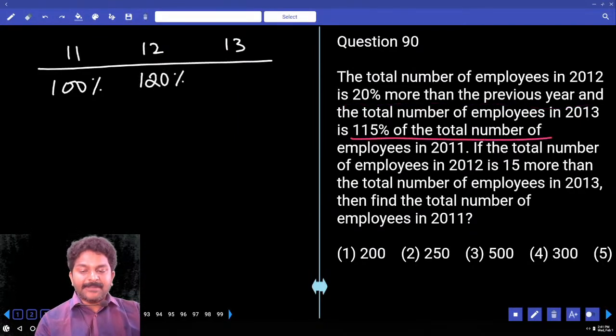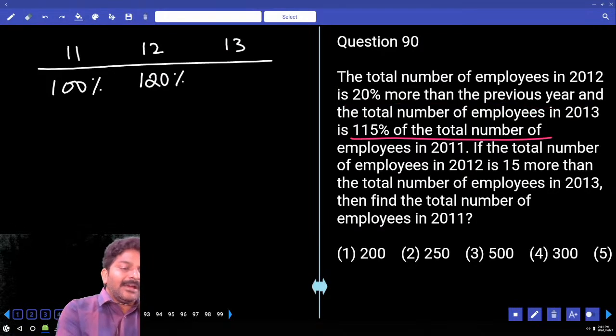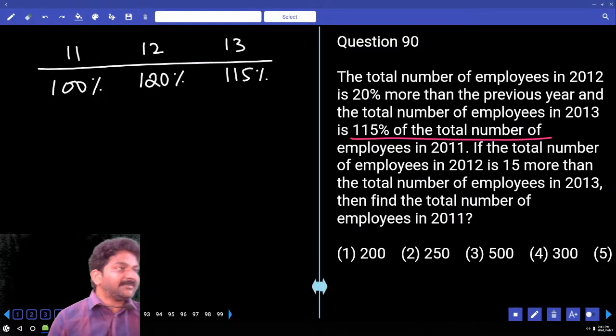2013, it is 115% of employees in 2011. 115% of this number is directly 115%.